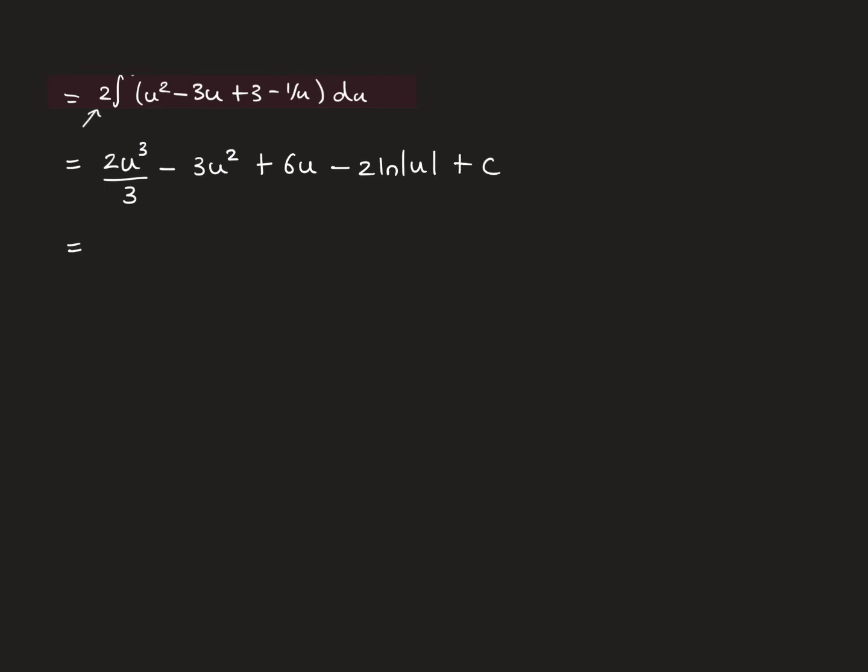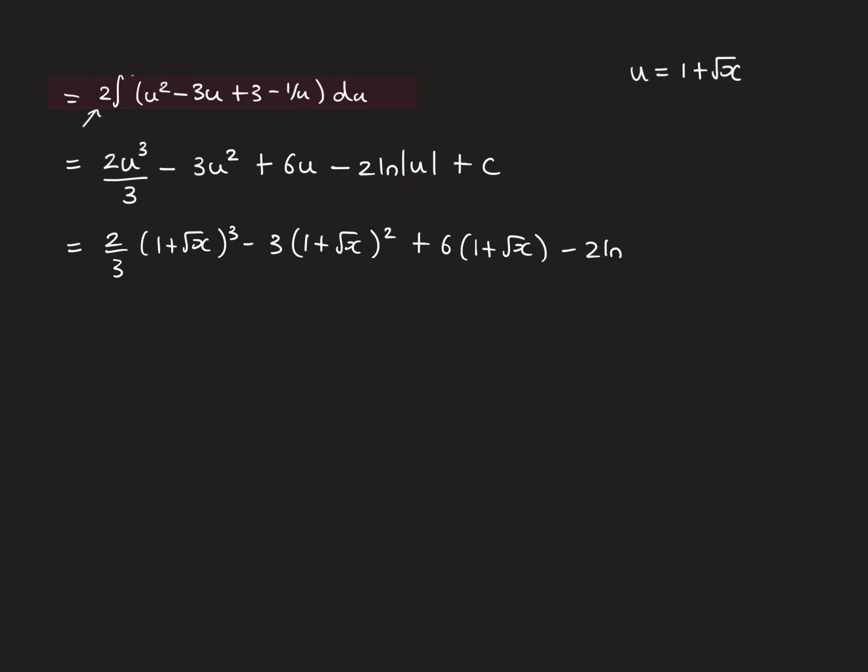And of course, I'm going to finish this off by replacing u with what it is in terms of x. So that's 2/3 (1 plus root x) all cubed, minus 3 (1 plus root x) all squared, plus 6 (1 plus root x), minus 2 ln|1 plus root x|, plus c.